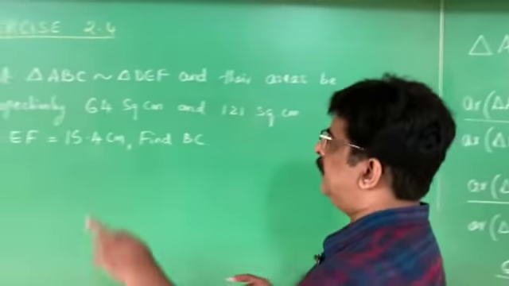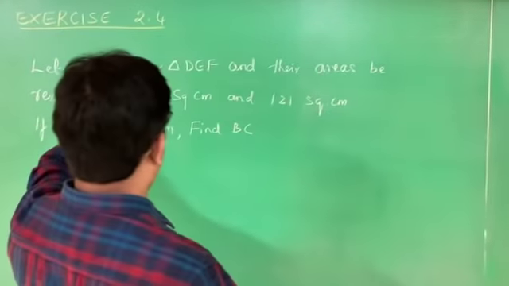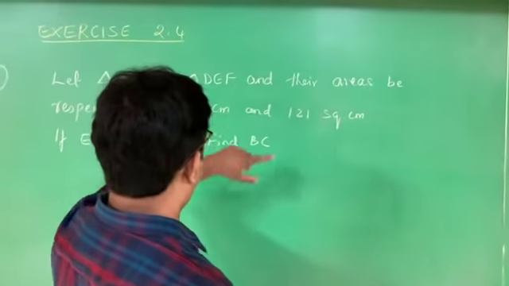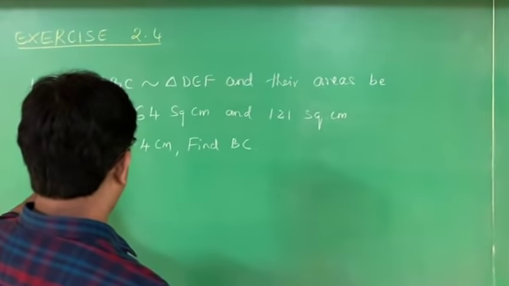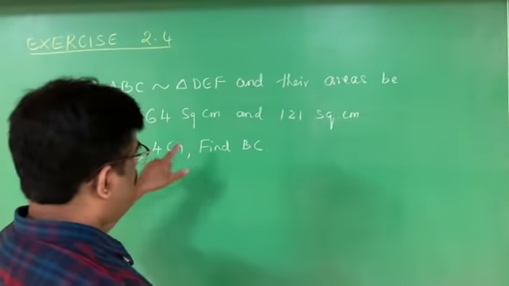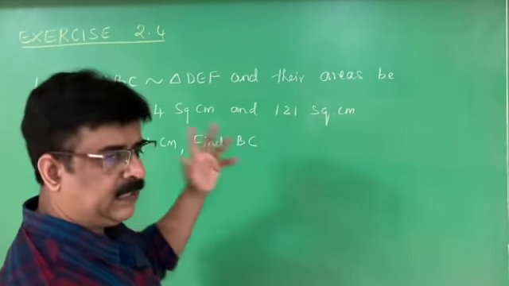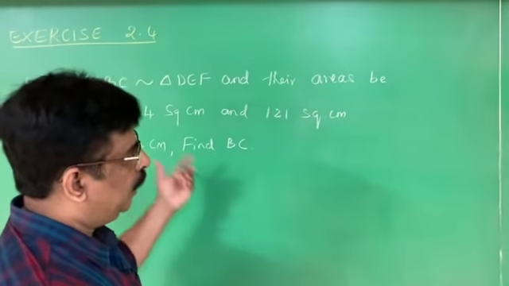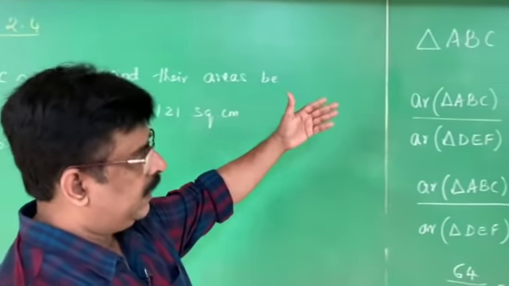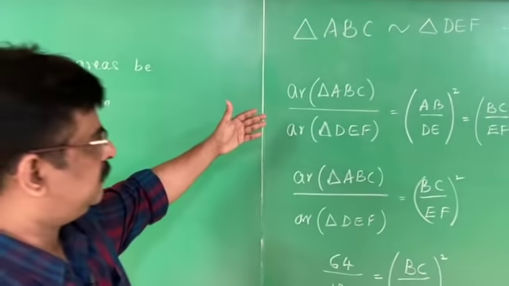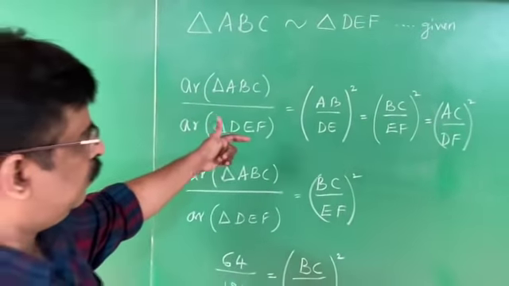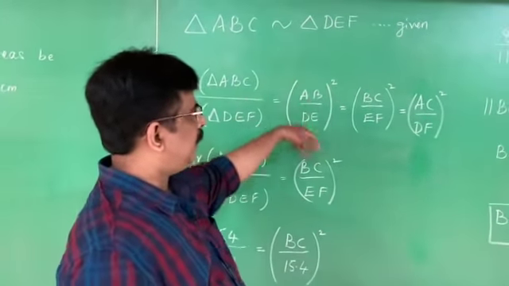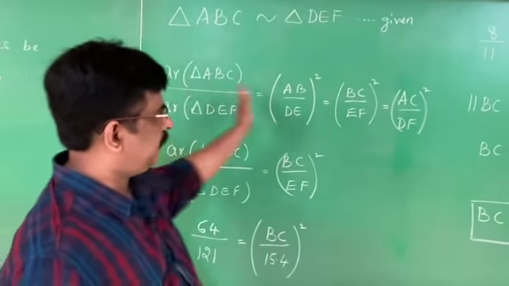The problem is, there are 2 triangles ABC and DEF, they are similar and their areas are 64 and 121 square centimeter. One side EF is equal to 15.4, find BC. EF and BC are corresponding sides. We all know that when the triangles are similar, I can apply the theorem. The theorem tells that the ratio of areas of similar triangles is equal to squares of the ratio of their corresponding sides. I have written all the 3 sides.